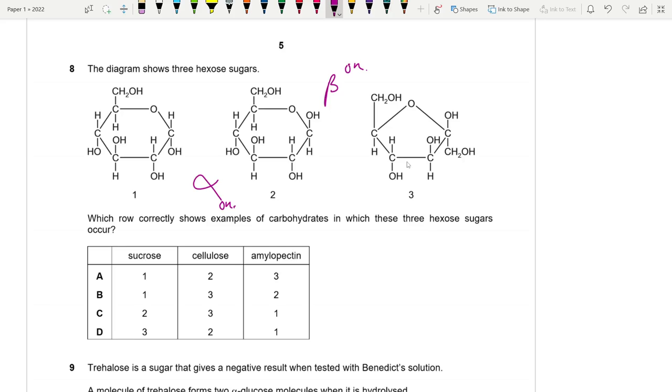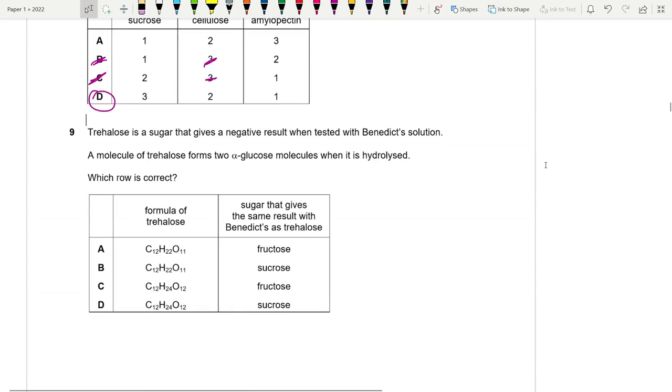So in cellulose, we'd get beta glucose 2. Now, 3 is actually fructose. So we'd get 3 in sucrose. That's why I'm going to go with D. And 1 is alpha glucose, which is present in amylopectin.